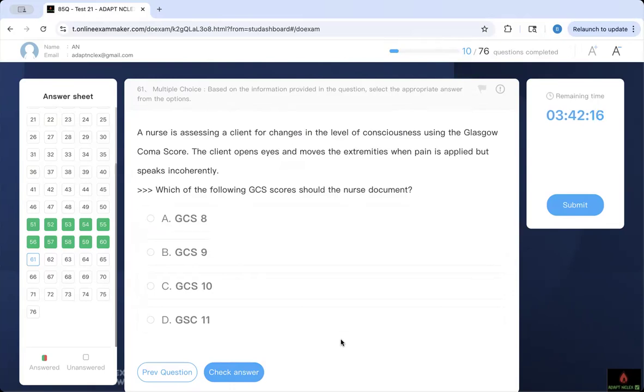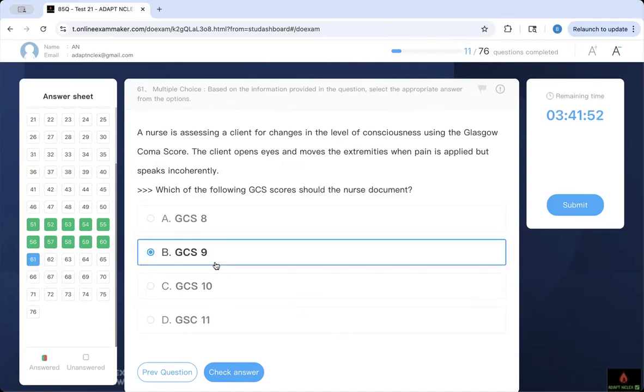That means he's getting what? E: he opens his eyes when you pinch him. That's 2. And the motor: he moves when you pinch. That's 4. And because of verbal, he speaks incoherently. That gives him 3. So we have E2, V3, M4. That gives you what? 9.